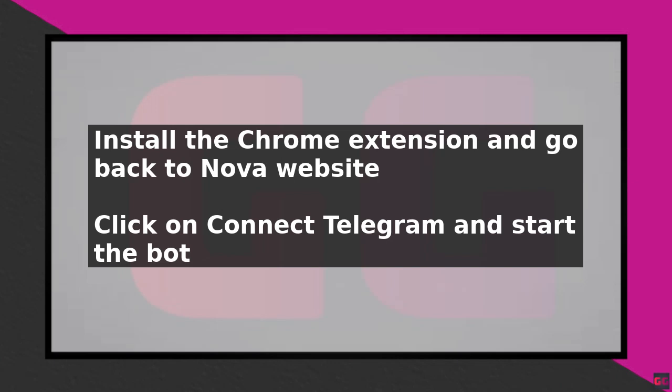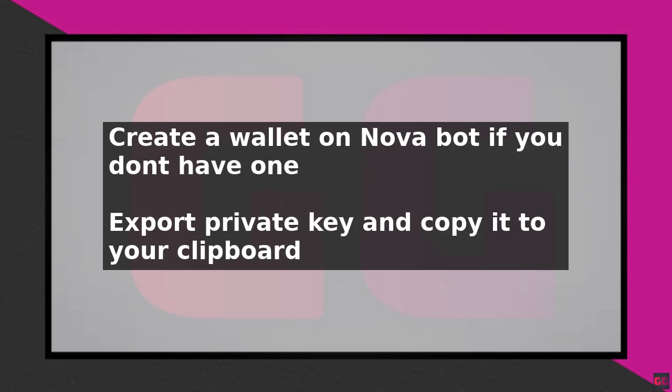Then select Wallets. If you don't have a wallet, create one, and then click on Export Private Key. Select the wallet you want to export, and your private key will be displayed. Copy the key to your clipboard, but be sure to keep it private and do not share it with anyone.